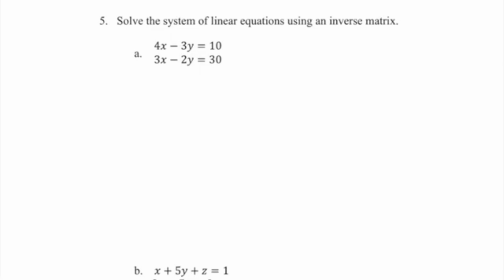Question 5, we're going to use an inverse matrix to solve a system of equations. So the first step, if you recall from section 6.5, was to create the matrix equation. So we have the coefficient matrix, a matrix containing the variables, and then a matrix containing the constants 10 and 30. So we're solving for x and y. It's being multiplied by this matrix, so we need to cancel this matrix so that x and y can be isolated.